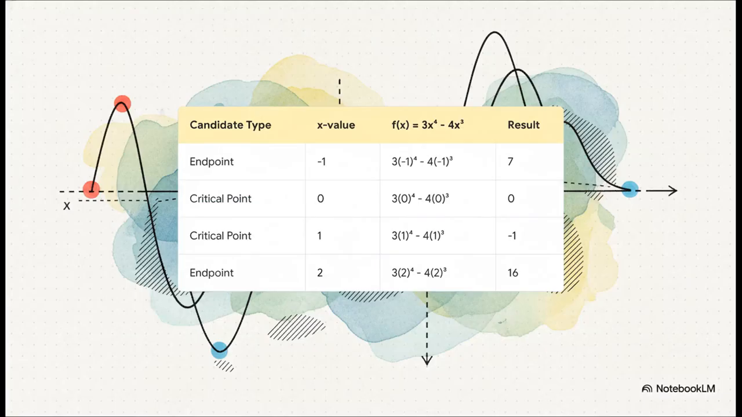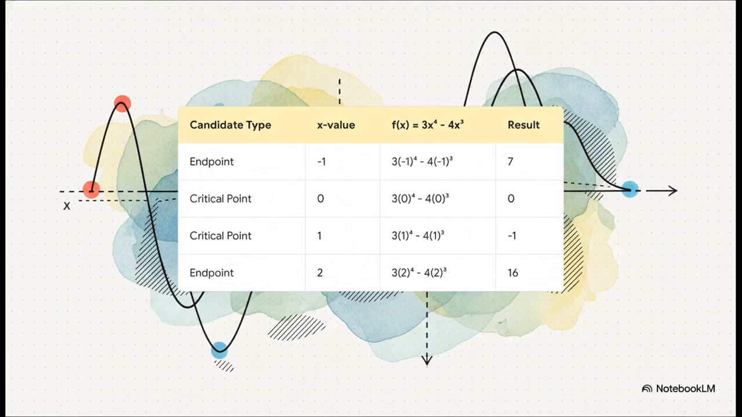And now for step 2, we have to evaluate our list of suspects. So what's on the list? We've got our endpoints, -1 and 2, and we've got our critical points, 0 and 1. So that's 4 total candidates. We take each one of these x values and plug them back into the original function.